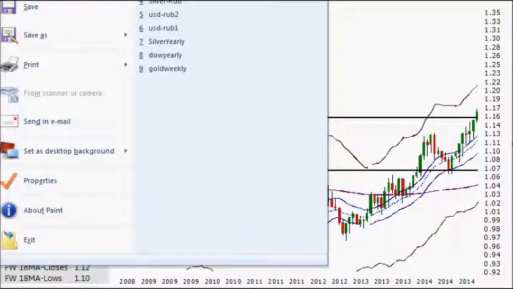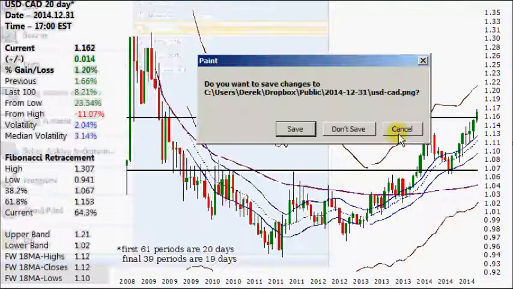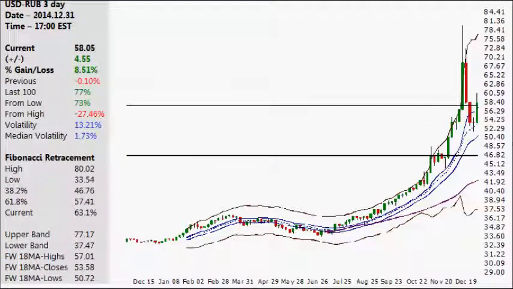The next cross I want to take a look at is the ruble. The US dollar to the ruble.